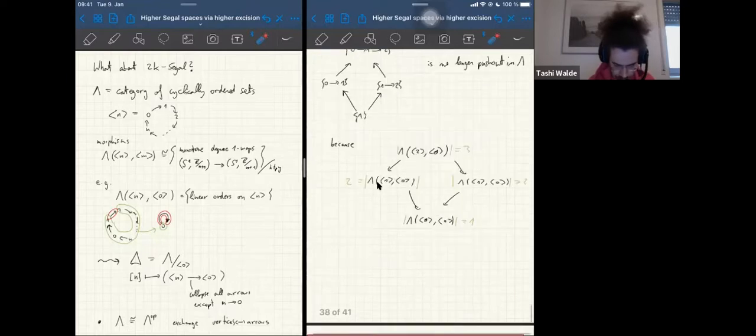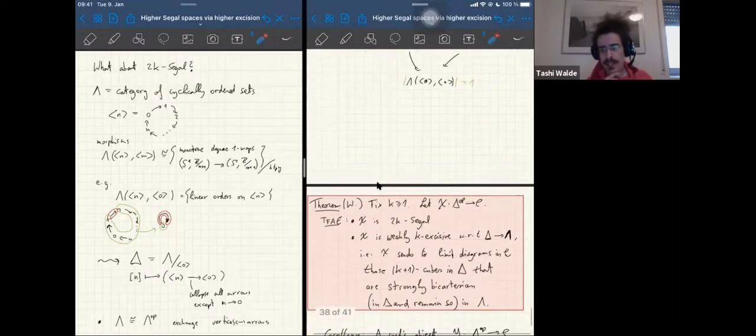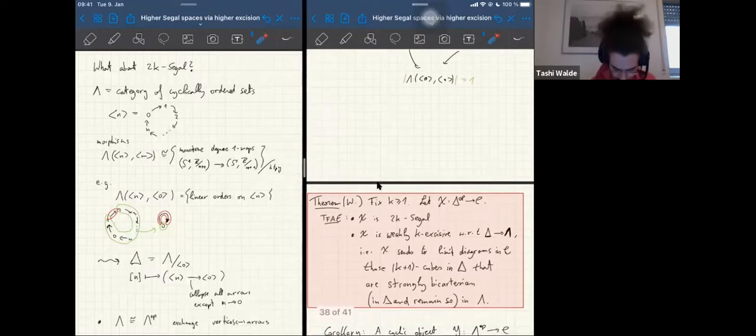Yeah. And so this motivates the following theorem, which is somehow the last theorem of this talk, which characterizes the even Segal conditions. And it says, well, okay, X is 2k Segal if it is what I call weakly excisive with respect to this inclusion functor from delta to lambda. And what does this mean?